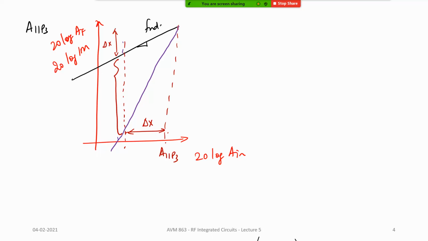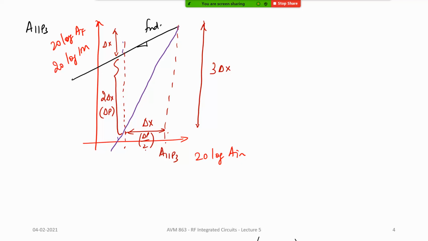Whereas the IM3 component would have come down by what? 3 times delta X, correct? Because the slope is 3. Now the difference between these two will be 2 times delta X. So in other words, if this is delta P, this will be delta P by 2. Is this clear? It's a very simple thing.